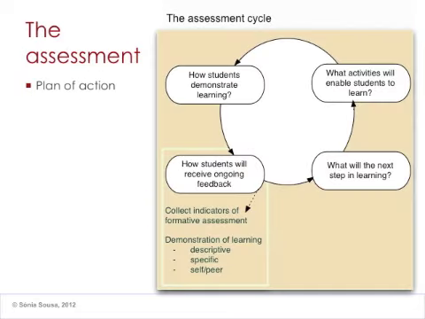Let's continue by describing the activities in this assessment cycle. The first thing you need to do in this cycle is to identify what activities enable students to learn. After you identify the learning activities, you go on collecting indicators that demonstrate learning. Then you need to provide ongoing feedback to students. And finally, of course, you need to inform students what will be the next step in learning.